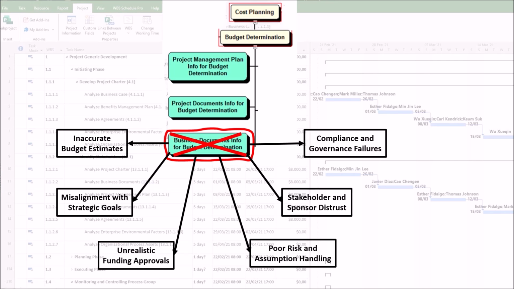6. Compliance and governance failures. Weak documentation may violate organizational or regulatory financial policies. This can result in audits that flag discrepancies and freeze project funding until they are resolved. For example, a public sector project without an adequate cost-benefit analysis faces legal challenges.